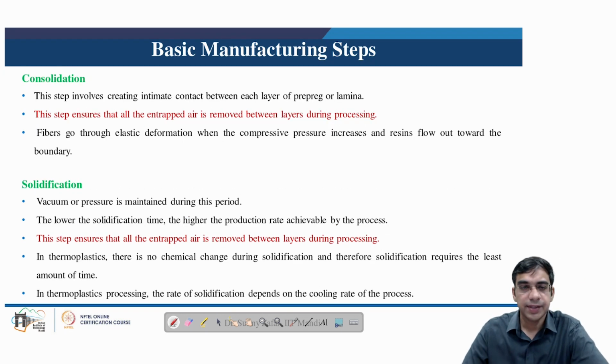The next step is the consolidation step. The consolidation step involves creating intimate contact between each layer of prepreg or lamina. It ensures that all entrapped air is removed between the layers during processing. Fibers undergo elastic deformation while compressive pressure increases the resin flow out towards the boundary.